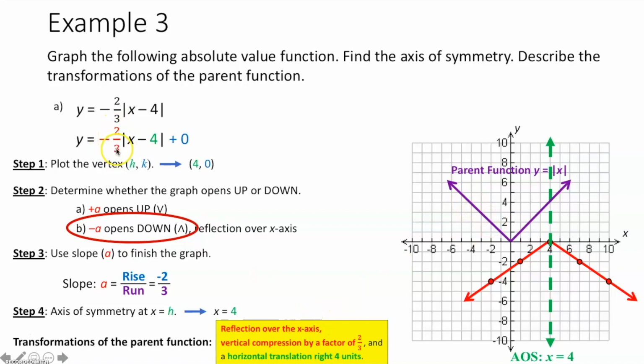Next, because our a value is between -1 and 1, it's a fraction like this, we know that it's a vertical compression, which means it flattens out the graph. It doesn't stretch it like it did before. It makes it flatter, wider. So that's a vertical compression by a factor of 2/3. And then our h value, since it's x minus 4, that means h is 4, which means we shift the graph to the right 4. So we had a reflection over the x-axis, a vertical compression by a factor of 2/3, and then a horizontal translation to the right 4.